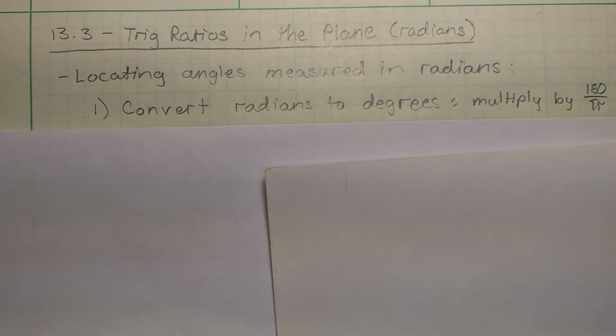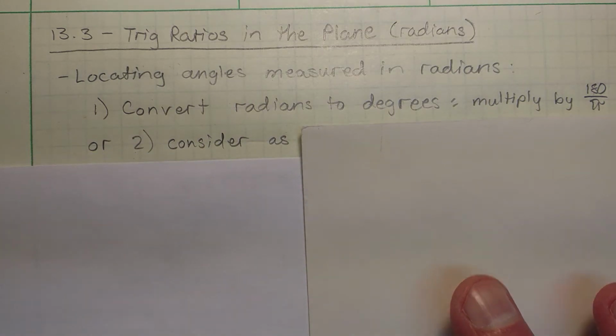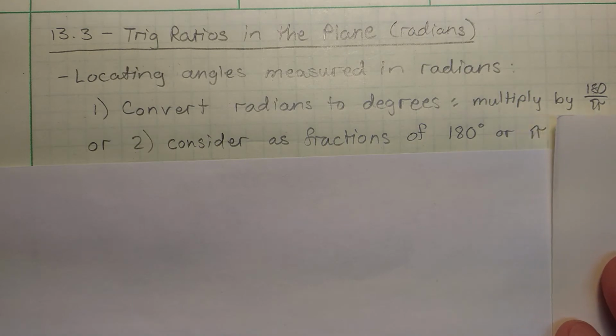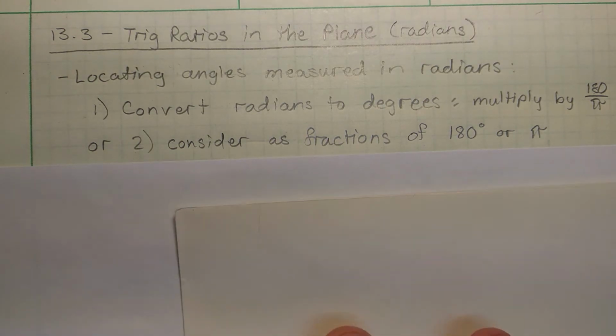Your second option is quicker, but does require a little more ability to see what's going on. And that's consider as fractions of 180, or 180 degrees is equivalent to pi. So you can think of them as fractions of 180 degrees or pi. And I'll show you how you can do either one. And you'll see that number one probably is a little bit easier, but it takes longer. All right, so let's go ahead, let's take a look.